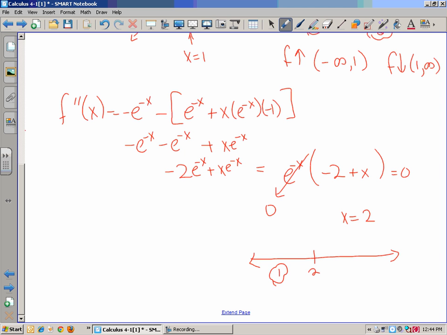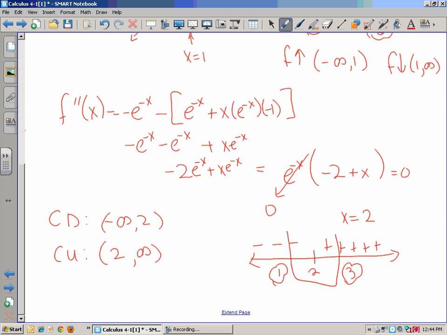Number to the left, number to the right. So when I plug in 1, I'm going to get a negative number. When I plug in 3, I'm going to get a positive number. And that says that I am concave down on -infinity to 2. I am concave up from 2 to infinity. And because I am changing concavity at 2, I have an inflection point at x equals 2.